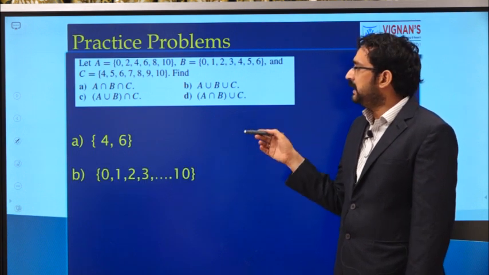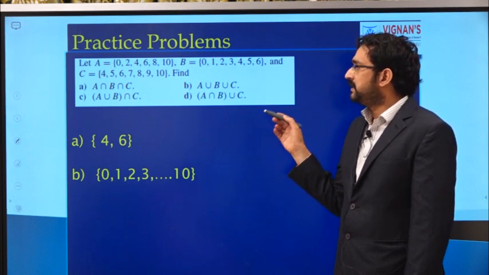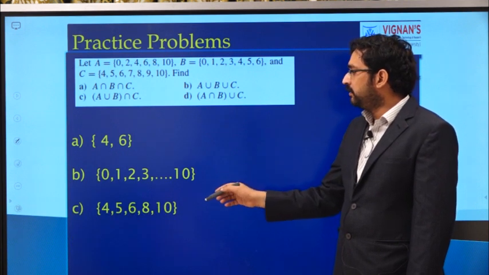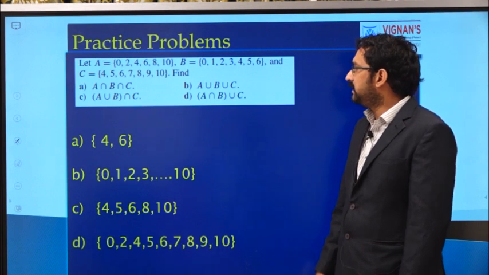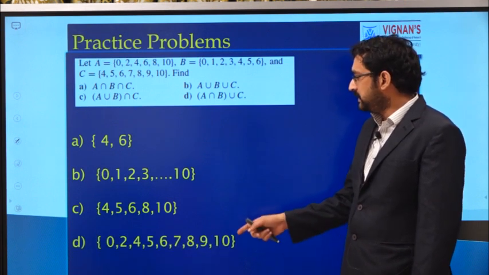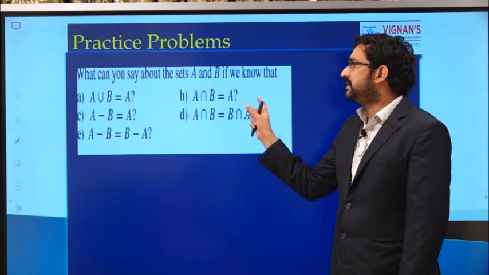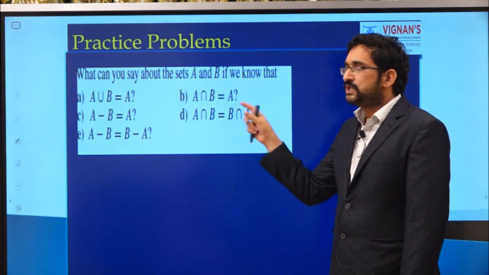Next, A union B intersection C. That means the set of all elements which are in C and in A union B. So the elements will be 4, 5, 6, 8, 10. Next one, the fourth one, A intersection B union C contains 0, 2, 4, 5, 6, 7, 8, 9, 10. So here some results are given. You have to identify what property each is showing.